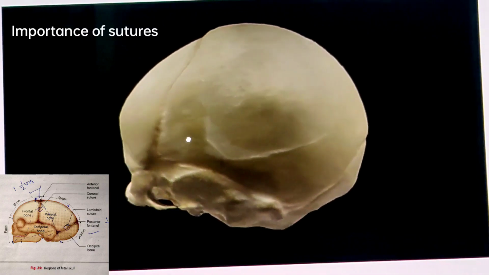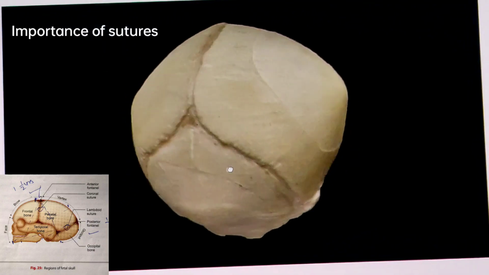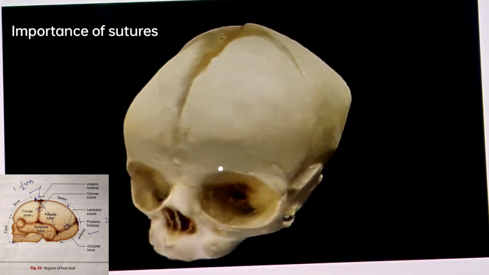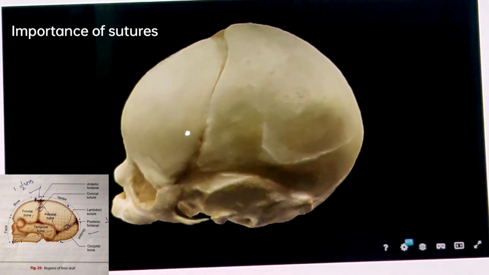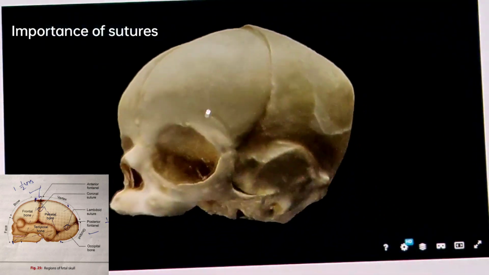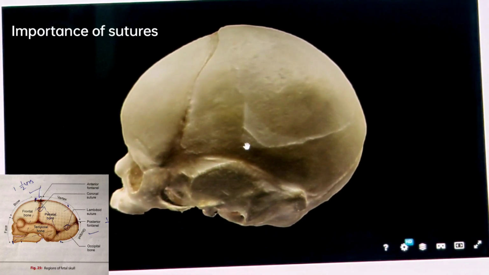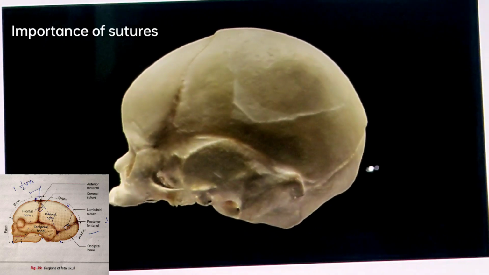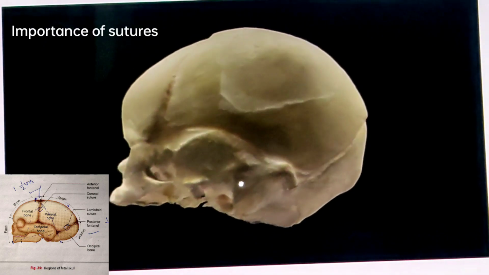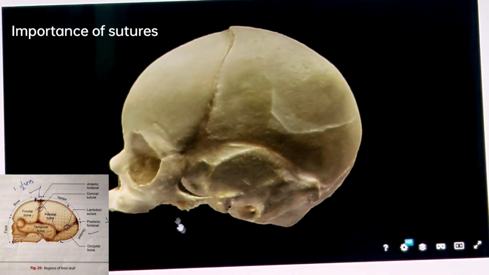What is the molding of the head? Molding of the head is nothing but overlapping of the bones when there is pressure on the fetal skull at the time of childbirth. Because there is a compact birth canal, there is pressure on the fetal skull. So this suture helps the gliding movement. After 24 hours the fetal skull gets normal. You can see in the bottom of the video.